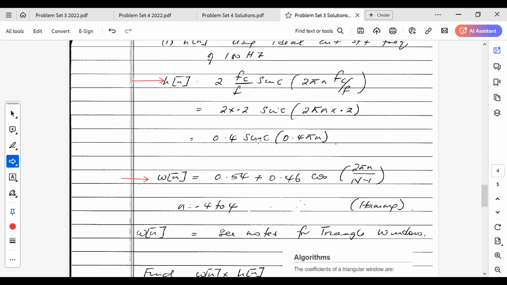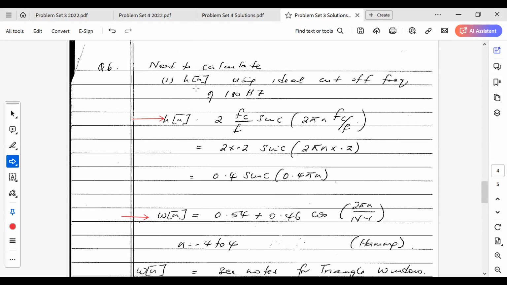Okay, one thing with hn, remember the sinc function at 0, when n is 0, because it's symmetrical. So if it's a 9-point Hamming window, you have to run n from -4 to +4. Okay, sorry, if it's an N-point FIR filter, you have to run n from -4 to +4. So when you reach n equal to 0, if you plug it in here and you didn't remember, you're going to get the wrong thing. When n equal to 0, this sinc function is 1. So at n equal to 0, the value of hn is 2fc over fs.